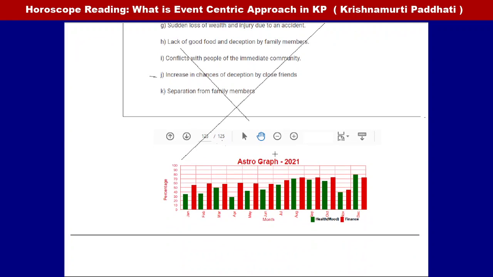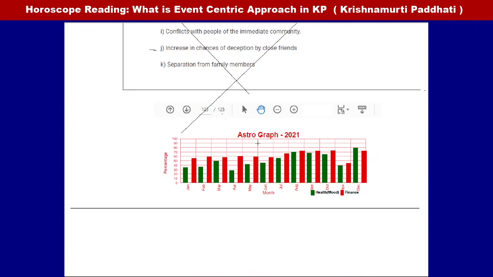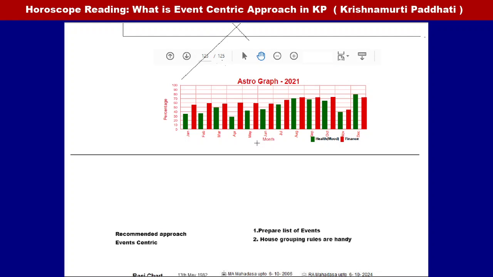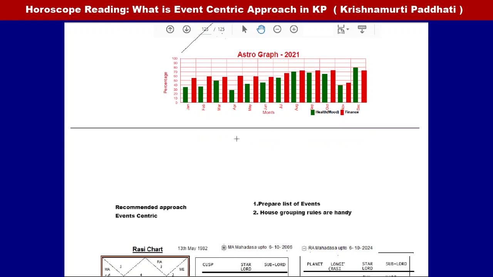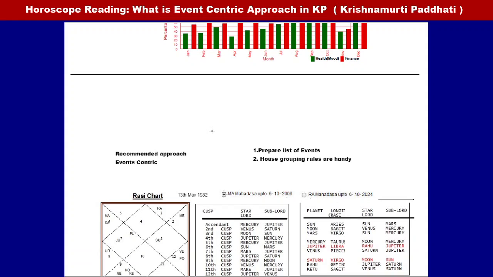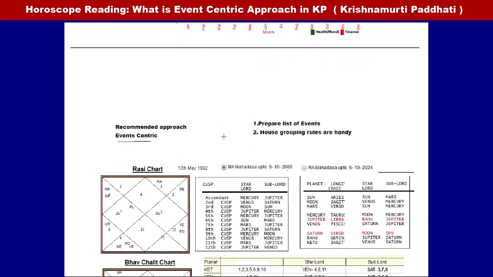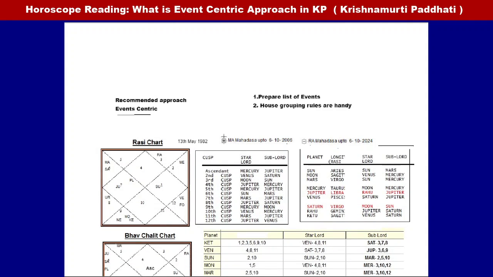Now let's discuss what kind of approach we should have in KP for reading a horoscope and offering some kind of prediction. I call this an event-centric approach. What is an event-centric approach? First you prepare a list of events, and then you have the house grouping rules related to that particular event.